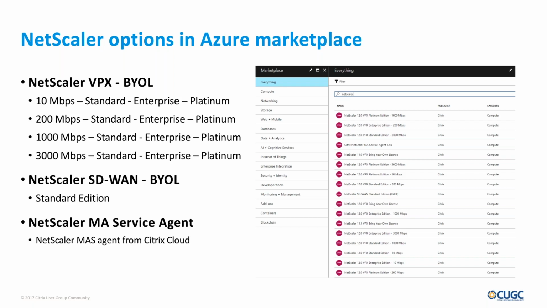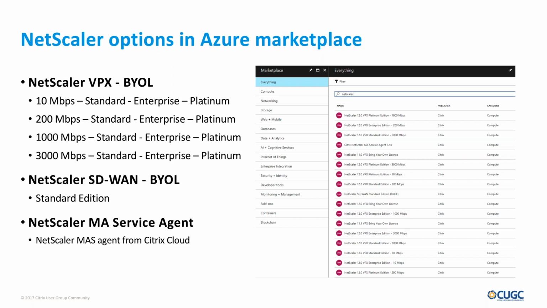They offer VPX 10, 200,000, and 3,000 model variants. You can use SD-WAN Standard Edition in Azure, but this is only a bring your own license model. And also there's a NetScaler NMAS agent appliance. If you've not looked at NMAS, I would recommend you do.